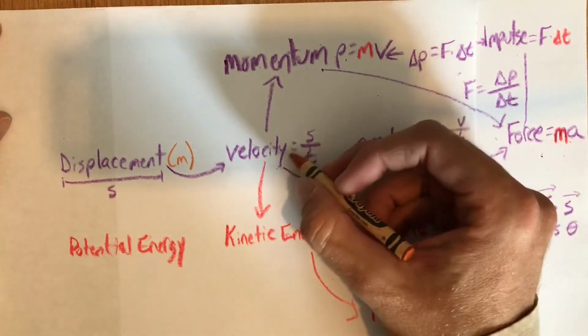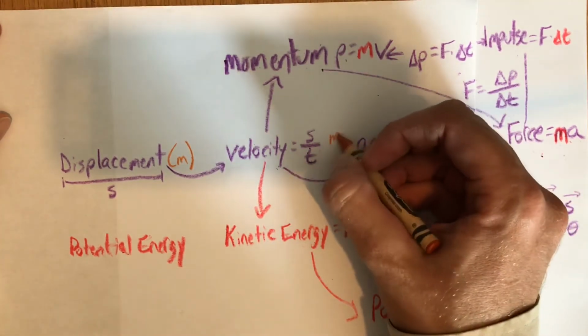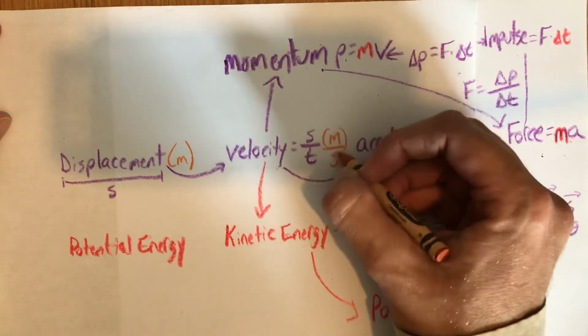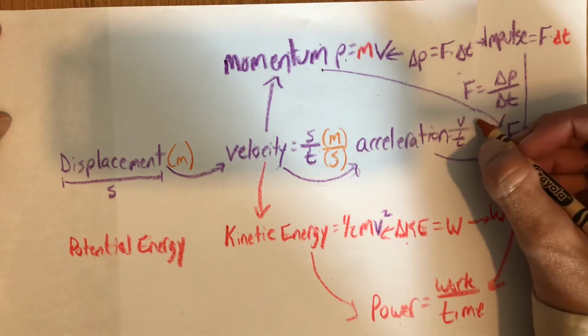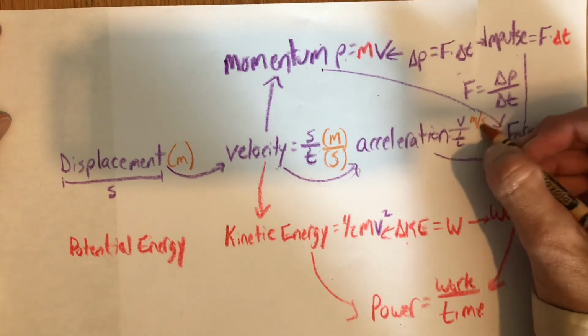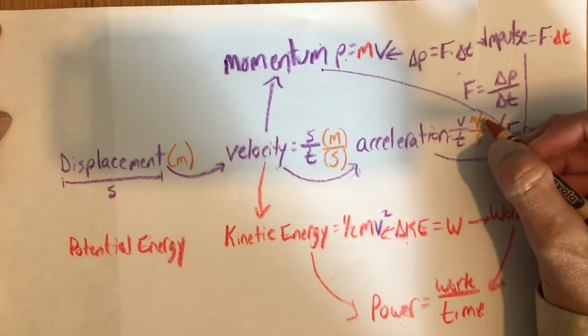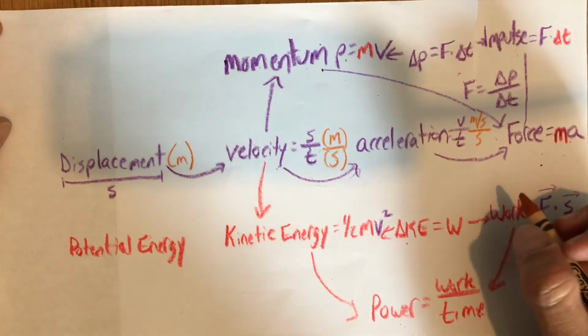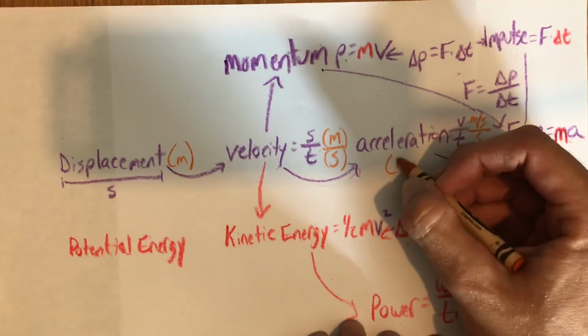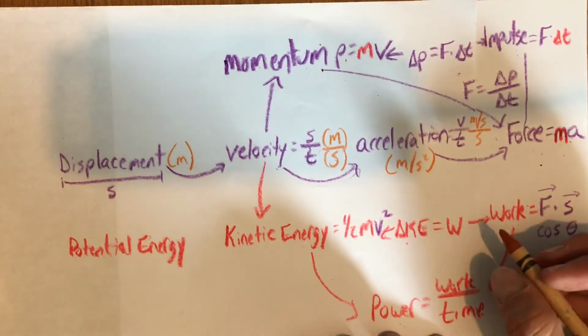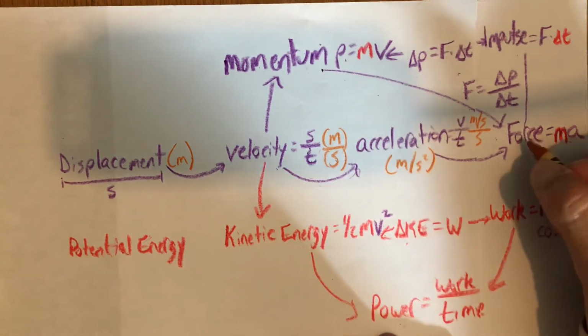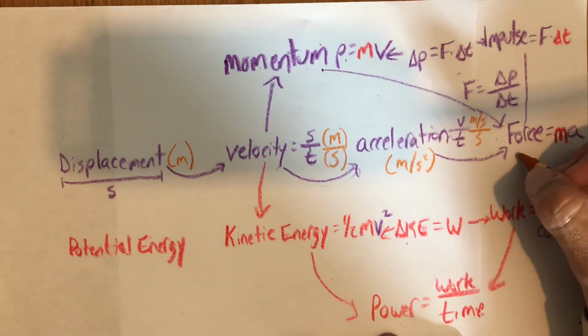Velocity, being the rate of change of displacement, is measured in meters per second. Acceleration, being the rate of change of velocity, is measured in meters per second squared. Meters per second squared is another way to write the units of acceleration. Force has the SI unit of a newton.